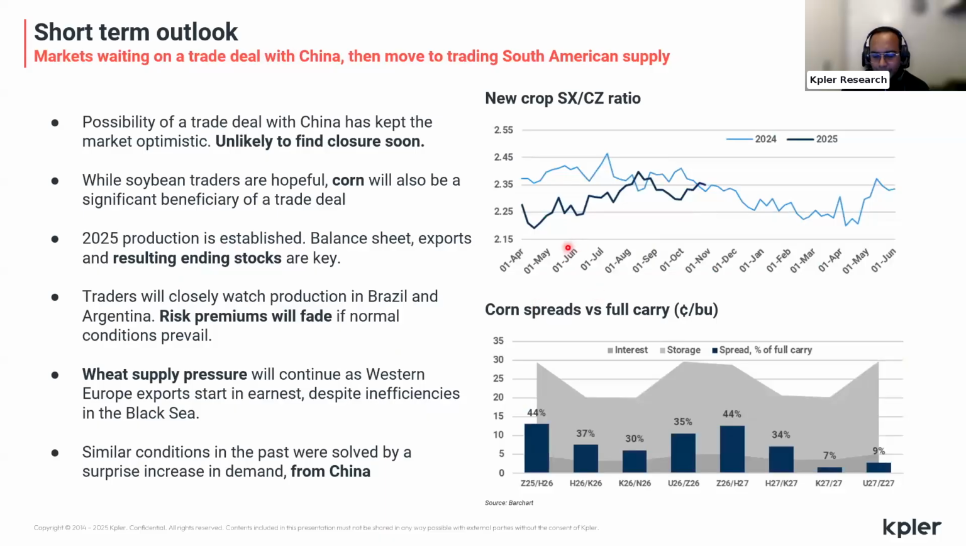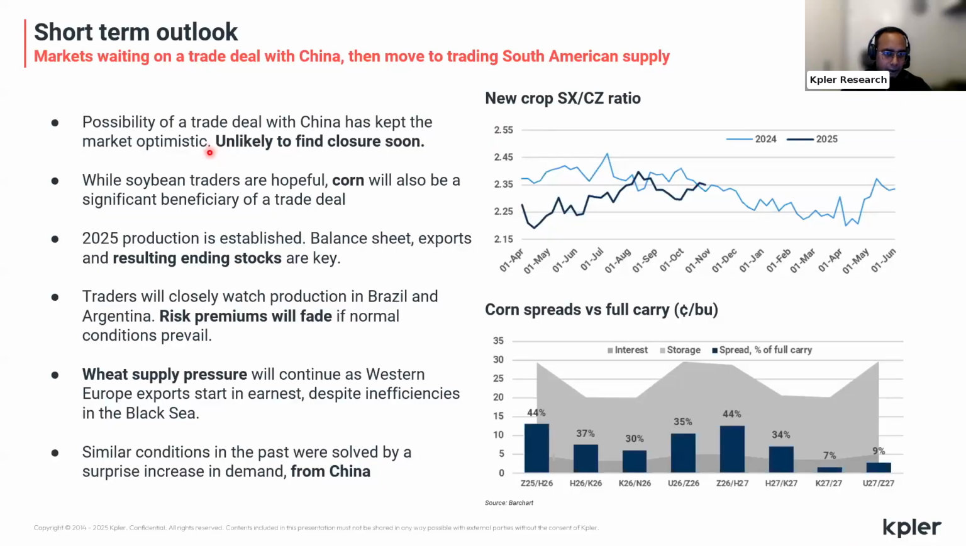So let's look at what the market will look at in the next couple of months. As we have seen intermittently happen, right now people are looking towards a trade deal with China. It has kept the market optimistic. It has rallied spreads a little bit in both wheat and corn. You saw in the first slide how it has brought a lot of volume to the seaboard corn market.